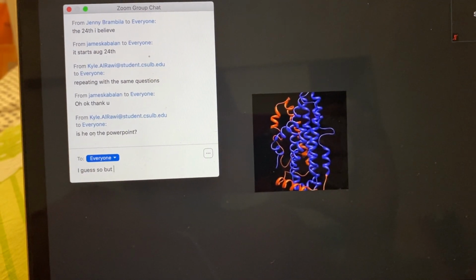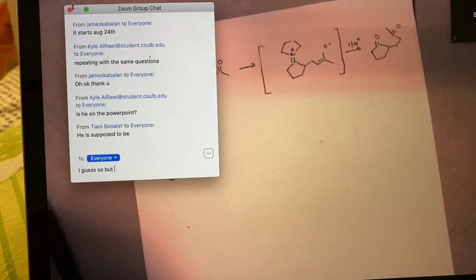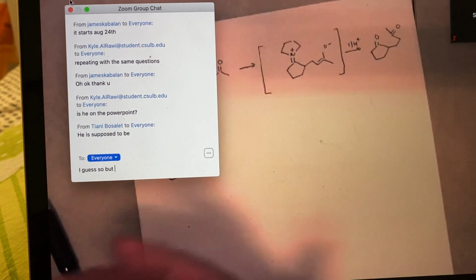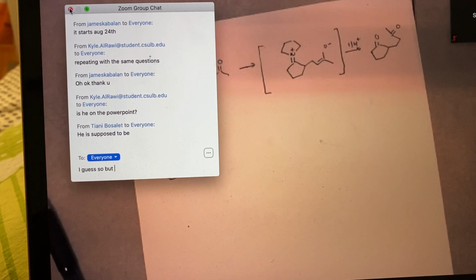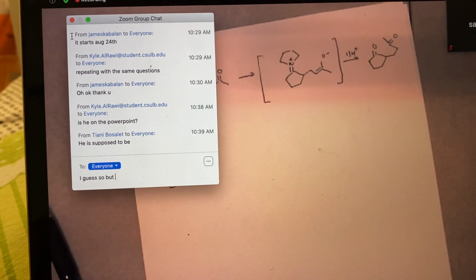Kind of in line with what I talked about today, right? In Michael additions, the beta carbon is always electrophilic. Why? Well, you can also think about how it's formed. This carbon here was originally a carbonyl.